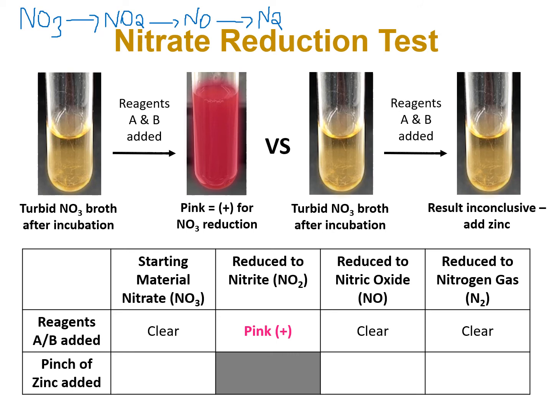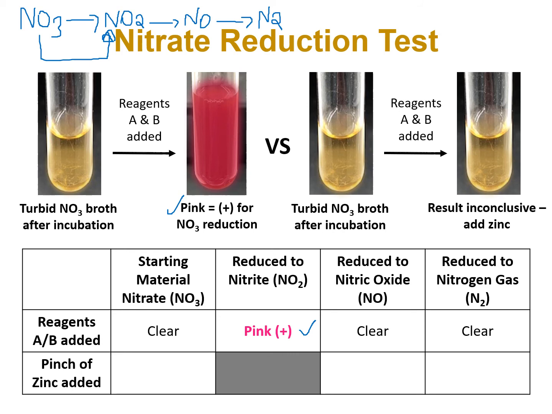Okay, now if the nitrate was reduced to nitrite, how are you going to be able to tell that this happened? Well, right here. If you've added the two reagents and it turned pink right away, then we know that it went through a partial reduction and it was reduced to nitrite.